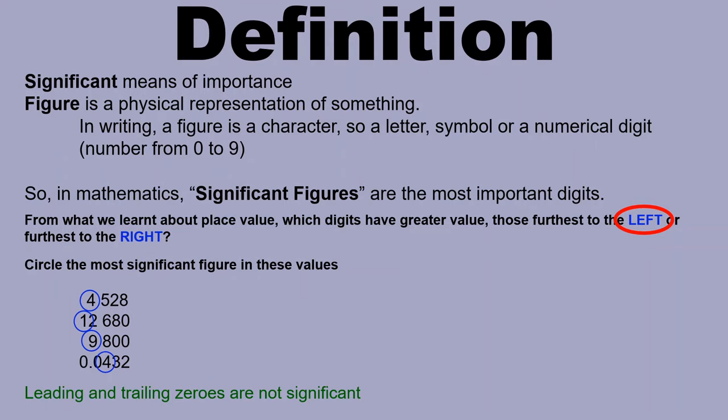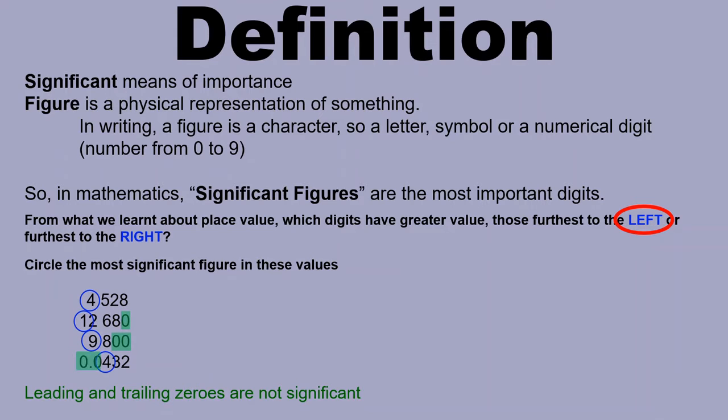Leading zeros and trailing zeros are not significant. So for example, in the number 12,680, this 0 at the end is not considered significant. It has no value. In the number 9,800, these two trailing zeros, those are the zeros at the end of the number that trail off to the right-hand side, those are not significant either. So the number 9,800 has only actually got 2 significant figures.